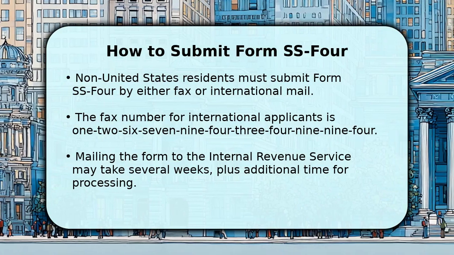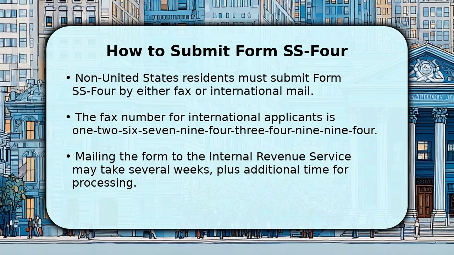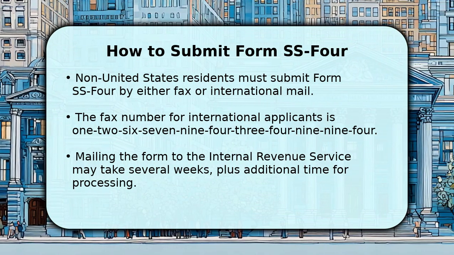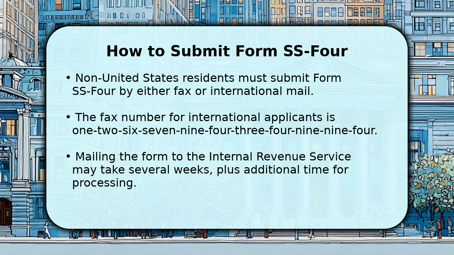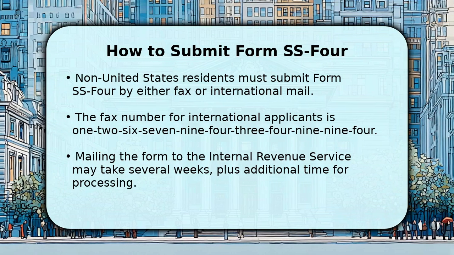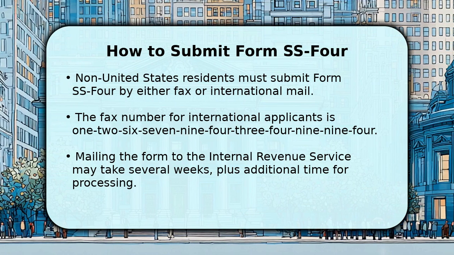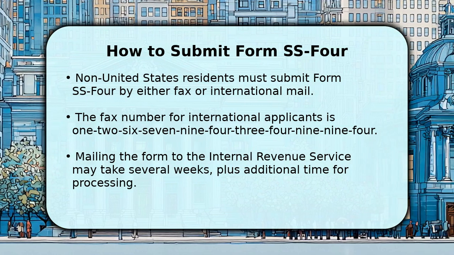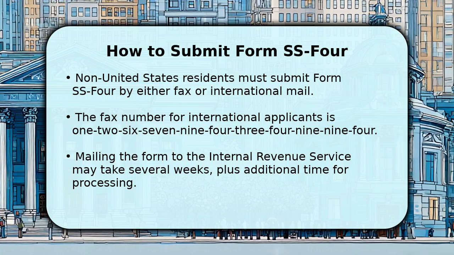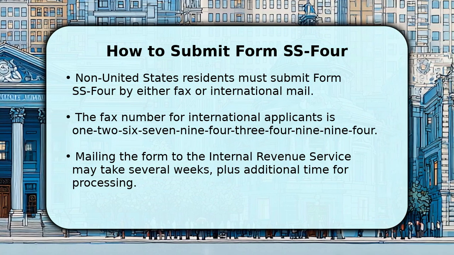When submitting Form SS4, non-United States residents have two primary options: fax or international mail. The fax method is typically faster, usually taking between 4 and 20 business days to receive your EIN back. If you choose to mail the form, be prepared for a longer wait. Processing can take 4 to 8 weeks, plus international transit time. Always ensure you are sending it to the correct Internal Revenue Service address for international applications. Choose the submission method that best suits your timeline and urgency.